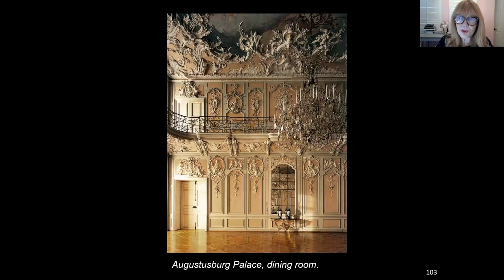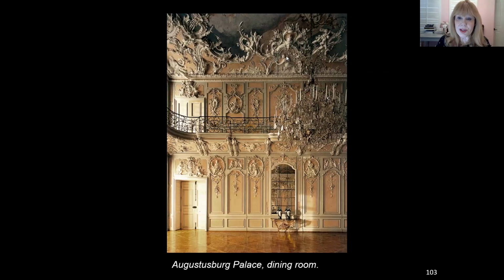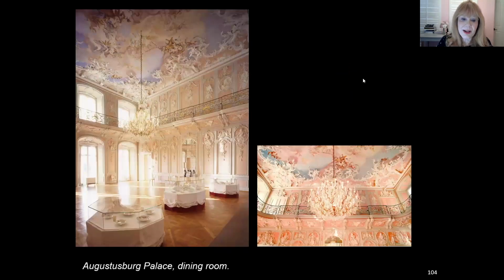And in Augustusburg, the dining room, the Rococo plaster goes all the way into the ceiling. And here's another view of it. This is a little bit darker than it really is, but I had this particular photo. And then here's in the dining room where various place settings are shown. And the colors of Rococo are generally pastels.